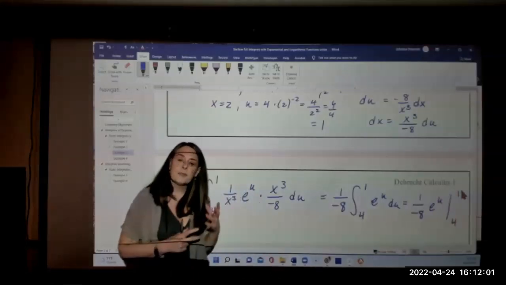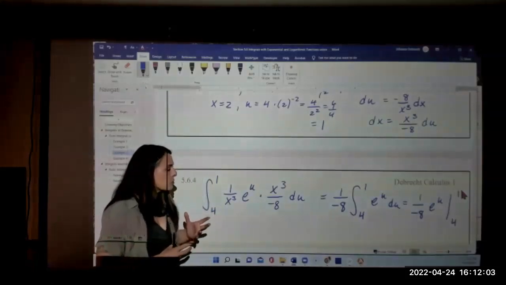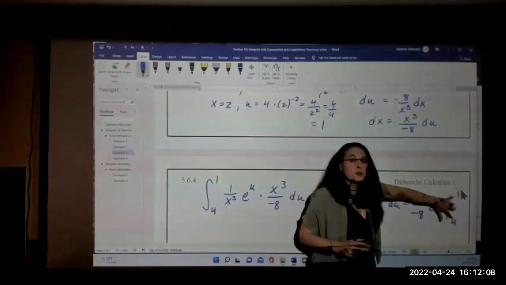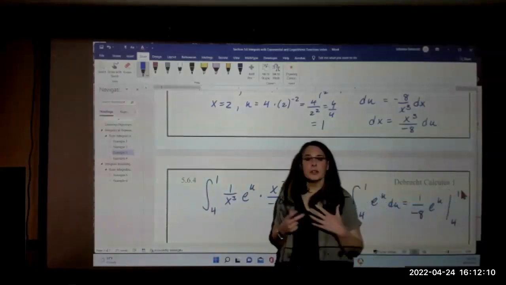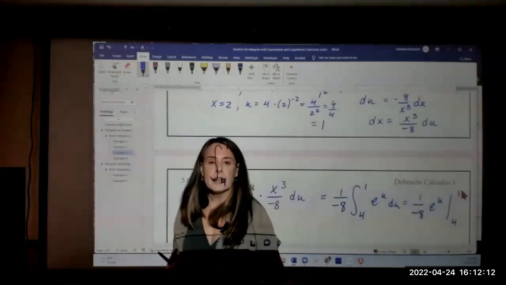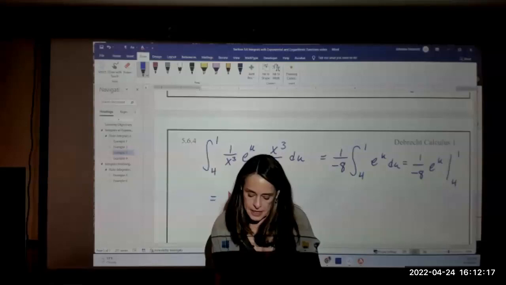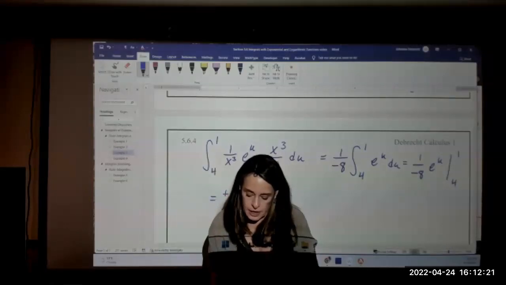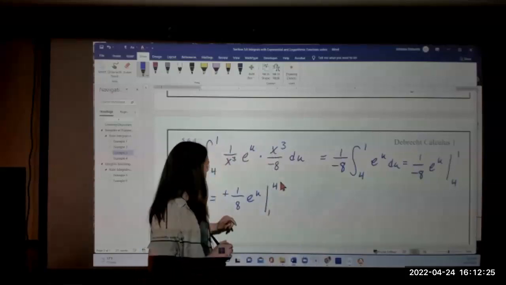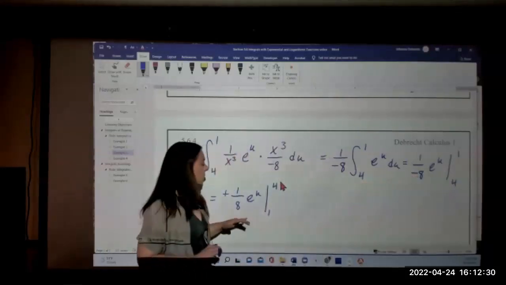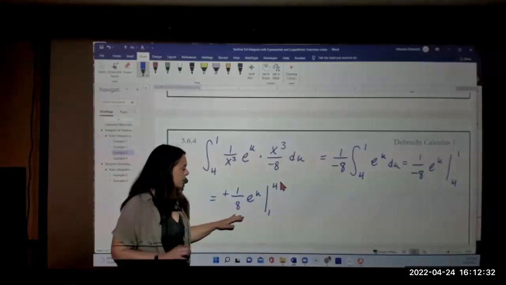Now remember that special rule for integrals that says if you have a negative constant, you can switch the limits of integration, which will eliminate the negative. This would make it easier since that way we don't have to track the negative. So this makes it a positive 1 over 8 e to the u, and we switch the limits of integration to go from 1 to 4 to compensate for having removed the negative. That's one of the rules for integration.